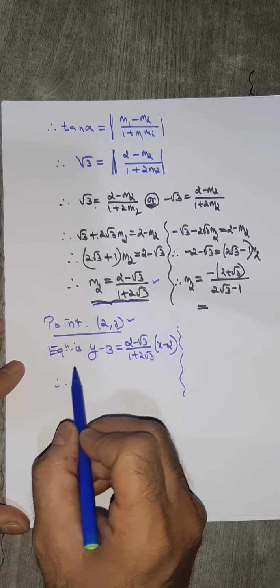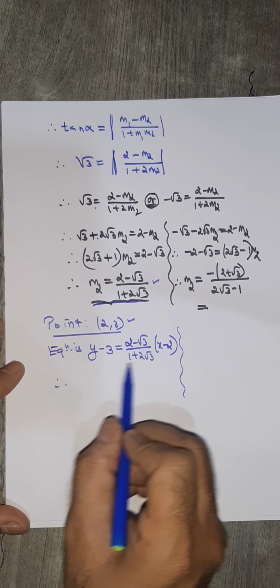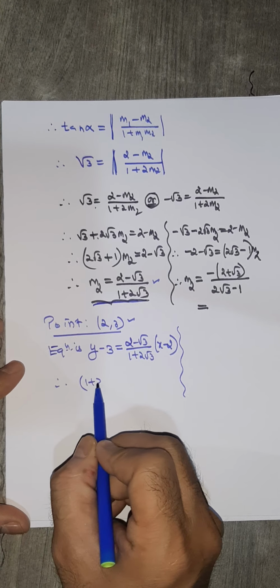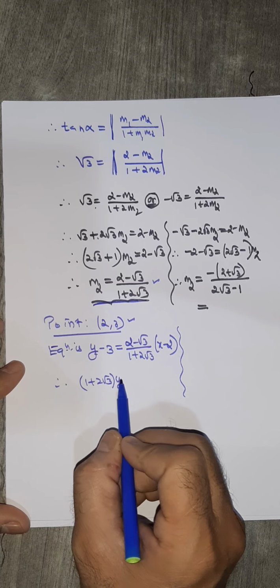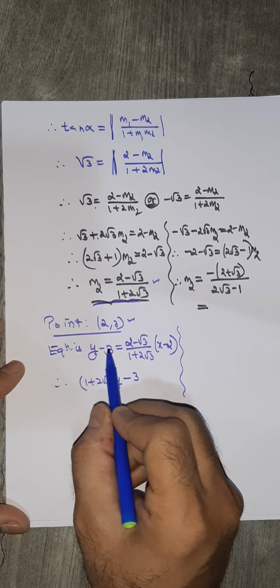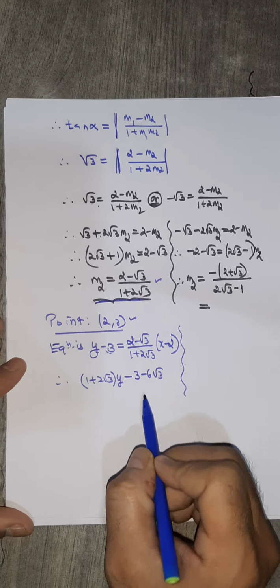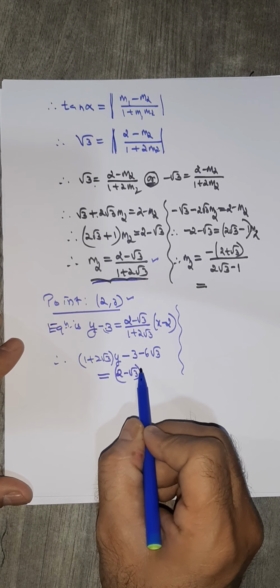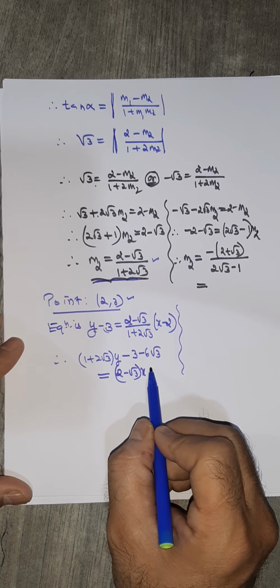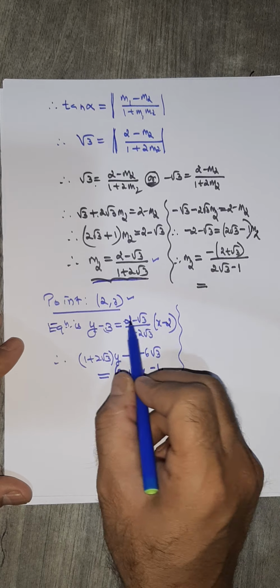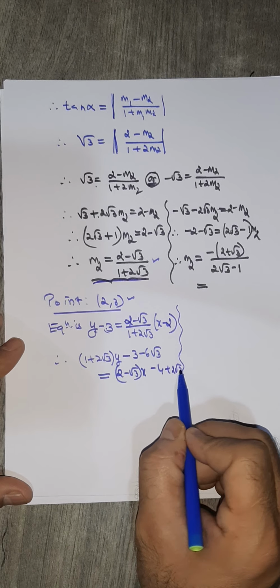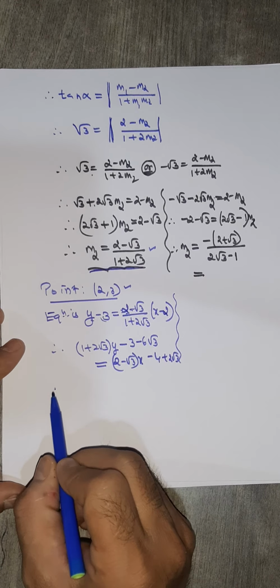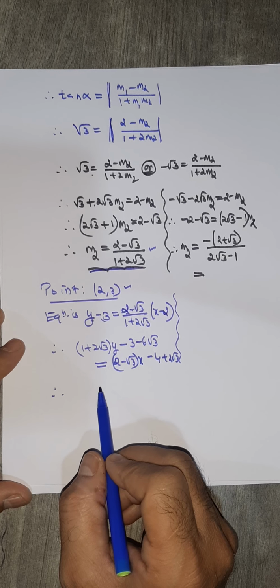Okay, so we just simplify. So what will we get here? We'll get from this 1 plus 2 root 3 into y minus 3, and this is minus 6 root 3, equals 2 minus root 3 into x. Here, what about this? This is 2 into 2, which is 4, and plus 2 root 3. Fine. This is minus and this will be plus. Okay, so we'll express it in that form.